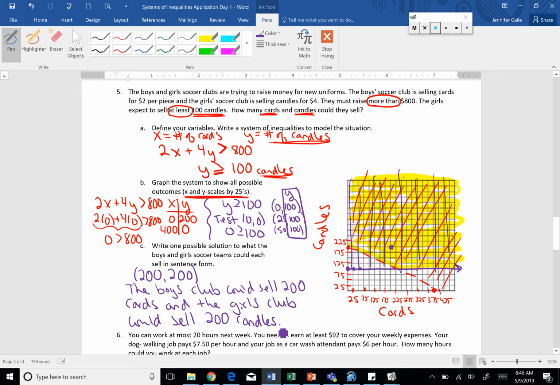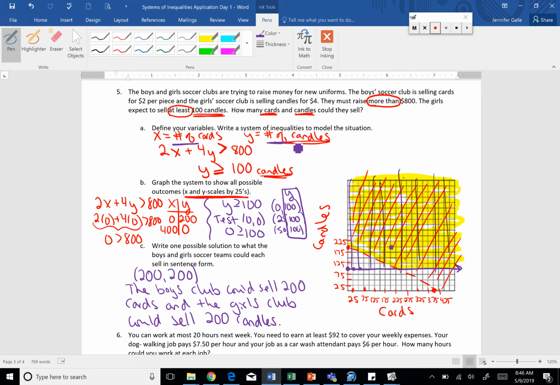So basically, label your final answer. In this case, we're selling items. How many of each item are they going to sell? Be careful, and this is, again, where the labels come in handy. X is the number, Y is the number. So they're not selling $200 worth of cards, they're selling 200 cards. They're not selling $200 of candles, they're selling 200 candles. So be careful with your labels.